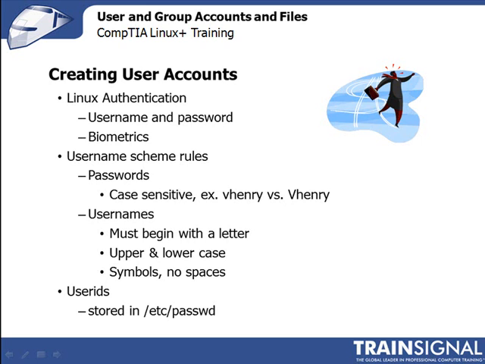A common naming convention on networks is to have the first letter of the first name followed by the last name. But depending on the size of your network, you may run into duplicates with that approach. This is where the use of special characters and punctuation can come in handy. When a user account is created, the user is automatically assigned a user ID, and this information is stored in the file /etc/passwd. Let's switch over to a terminal window and take a quick look at this file.